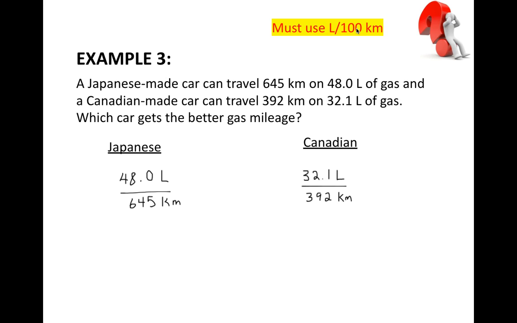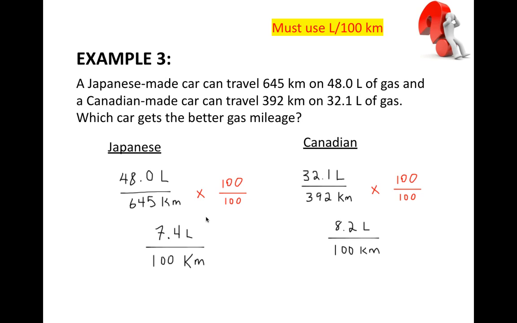So along with actually dividing this guy into that one, what I need to do is multiply them by 100. And of course, if I multiply the denominator by 100, I've got to multiply the numerator by the 100 as well. So with this one, I'm going to go ahead and multiply these guys out, and that will give me some answers. I'll have 7.4 liters over 100 kilometers.